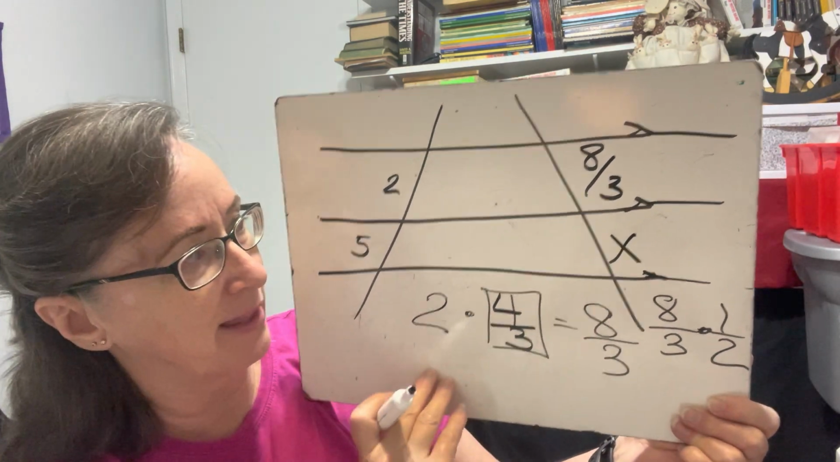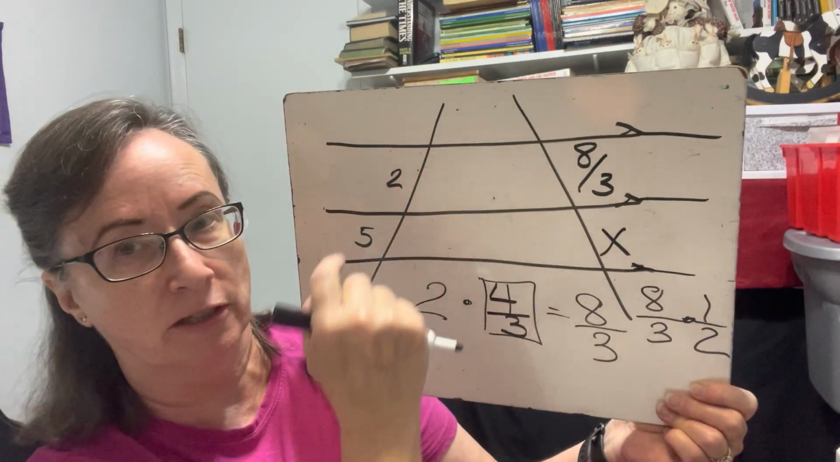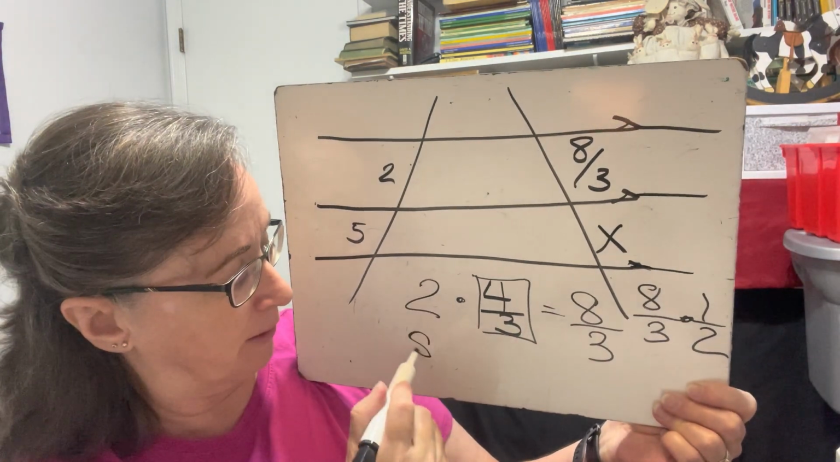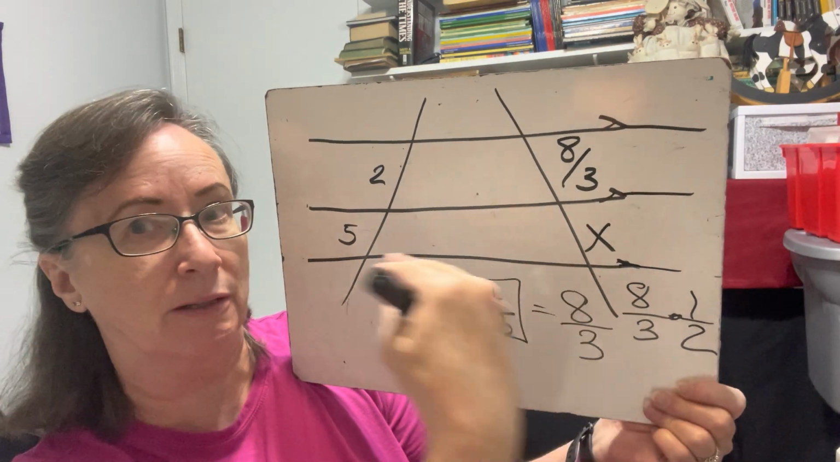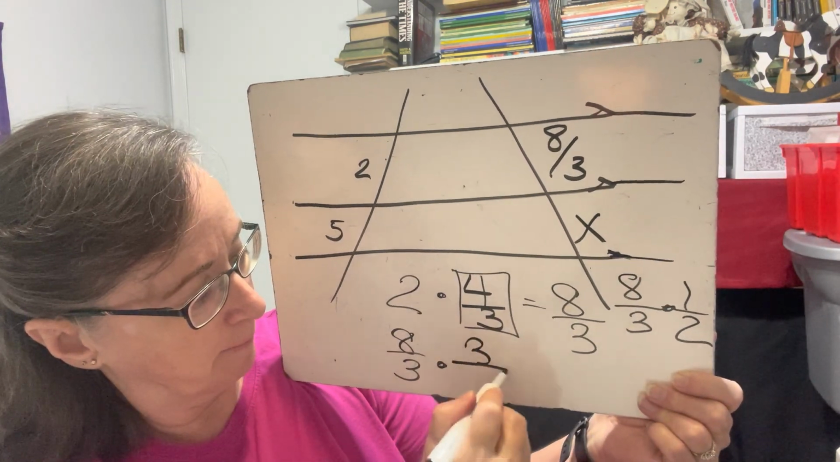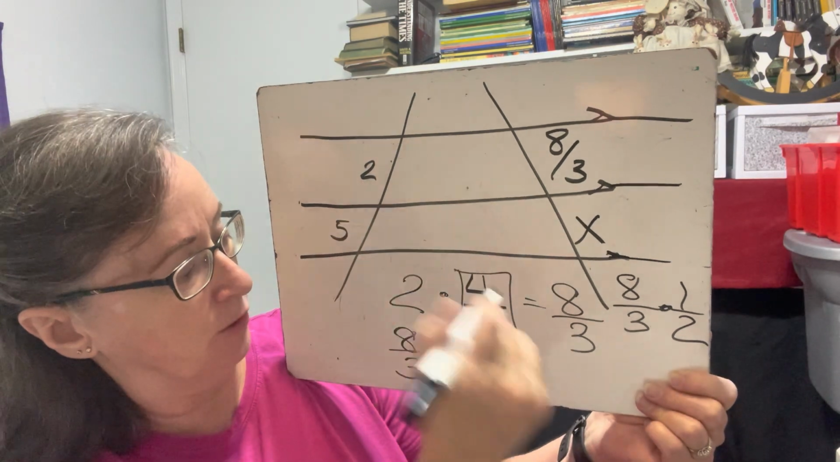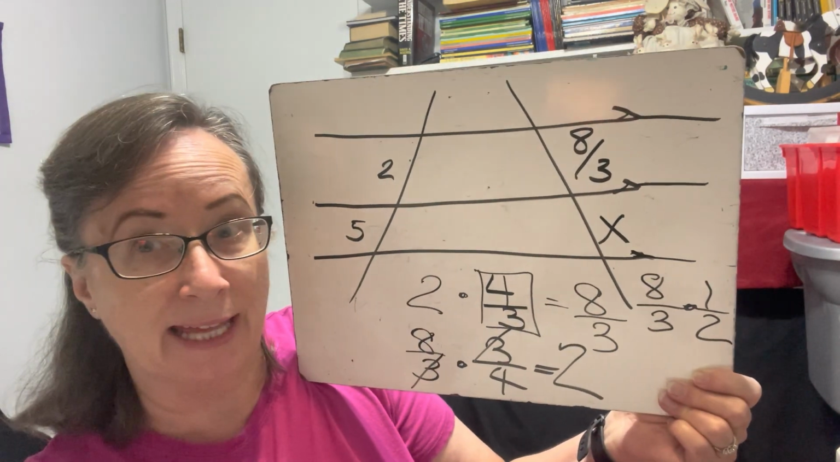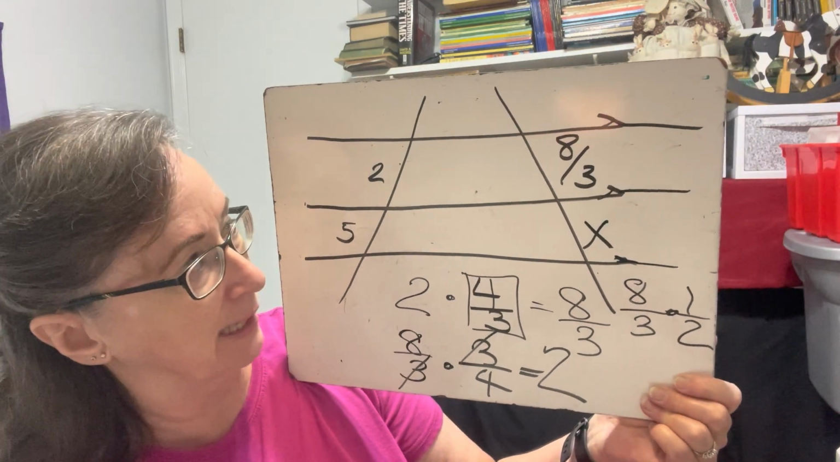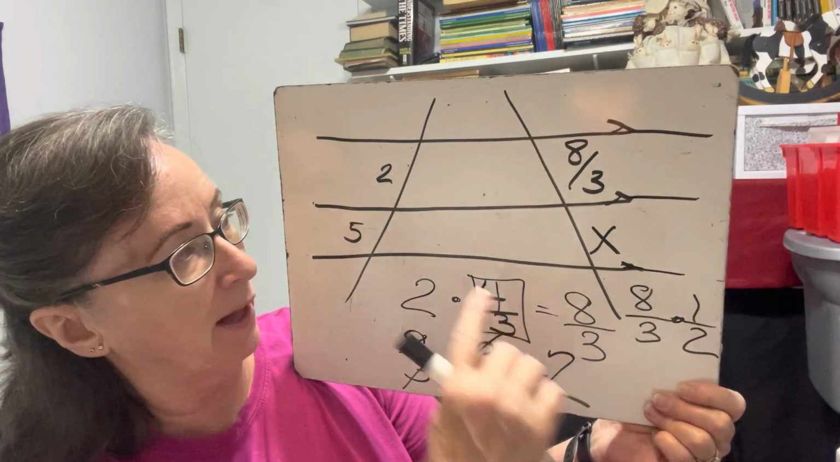That means that if we were going this direction, we would start with 8/3 and we would multiply by the reciprocal because we're going the other direction, and we should get 2. And we do get 2 because we'd have the 8 and 4 canceling out to give us 2. So we figured out this one.